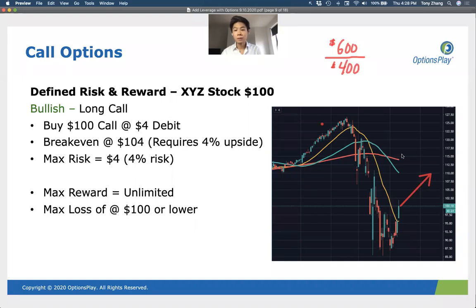So normally if the stock goes from 100 to 110, how big of a return is that on the underlying stock? That's a 10% return. But if you can see here, when I'm risking $400 to potentially make $600, how big of a return is that? It's 150% return. That is the leverage that you're getting from trading options versus trading stocks. If you bought the stock, you're looking at a 10% return. If you bought the option, you're looking at 150% return.